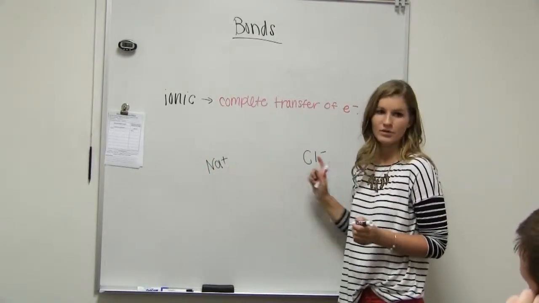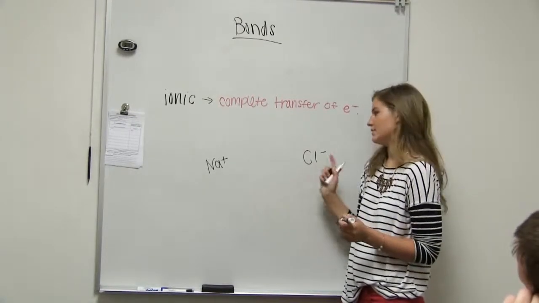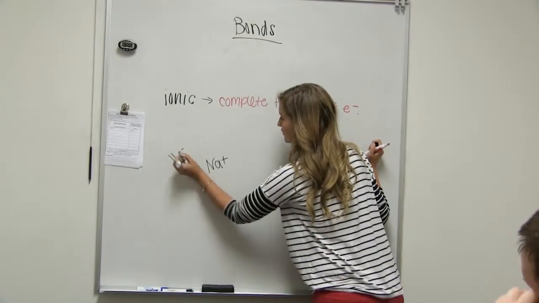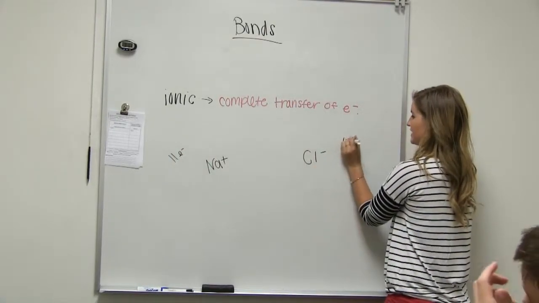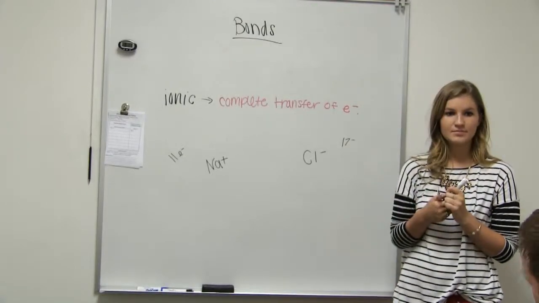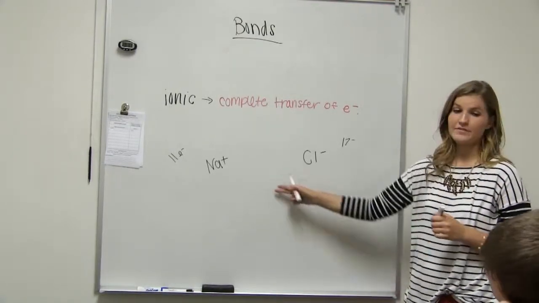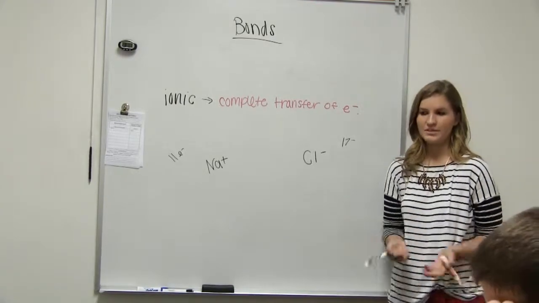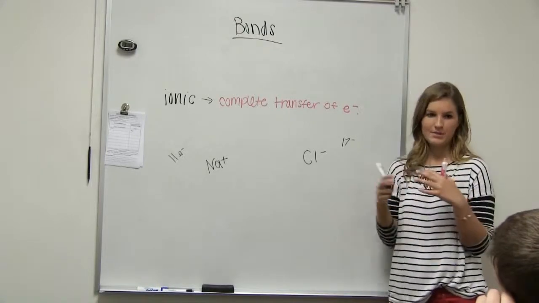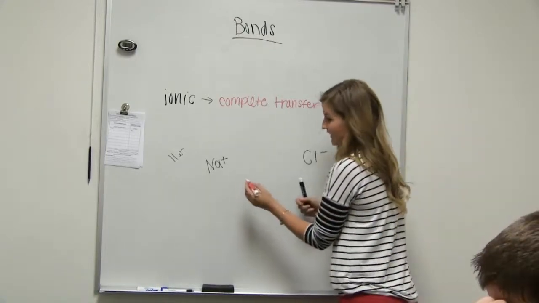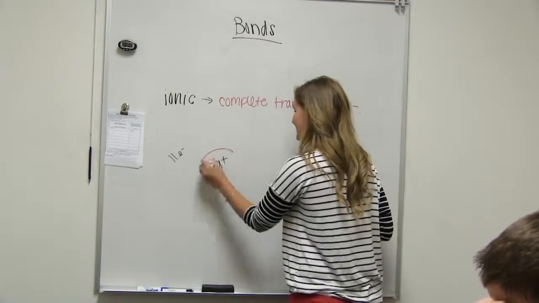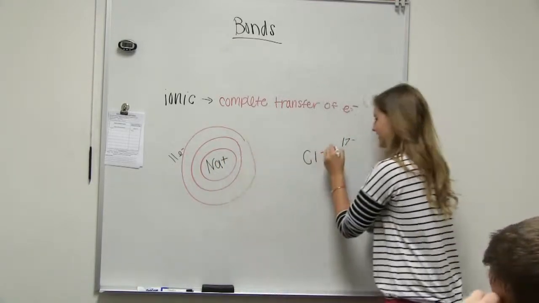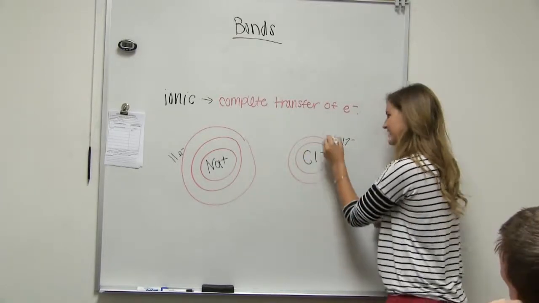one's a cation, one's an anion, or one's a positive ion, one's a negative ion. Sodium is going to have 11 electrons, and chloride's going to have 17 electrons. And this is all information they would give you on the test too. They want to say how much does sodium have. They'd give you the scenario and then maybe ask a question about it.